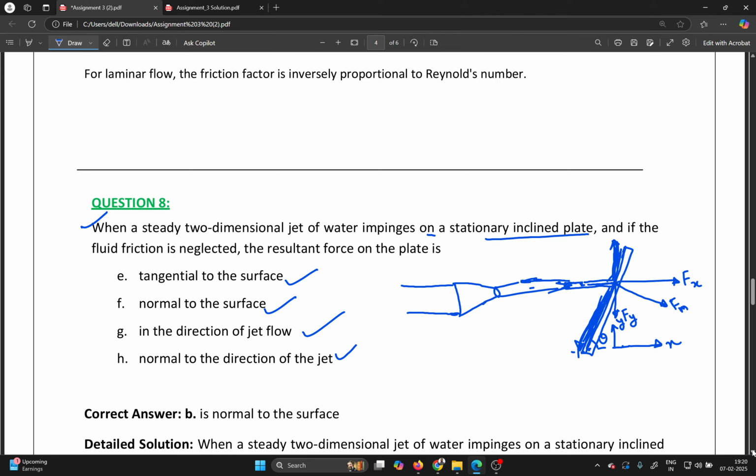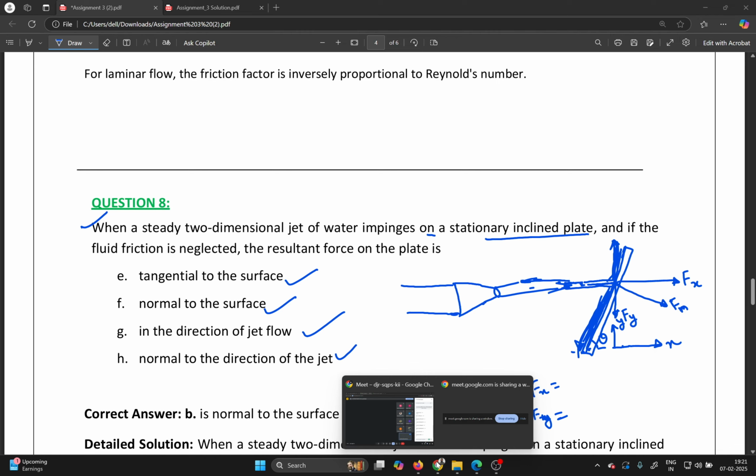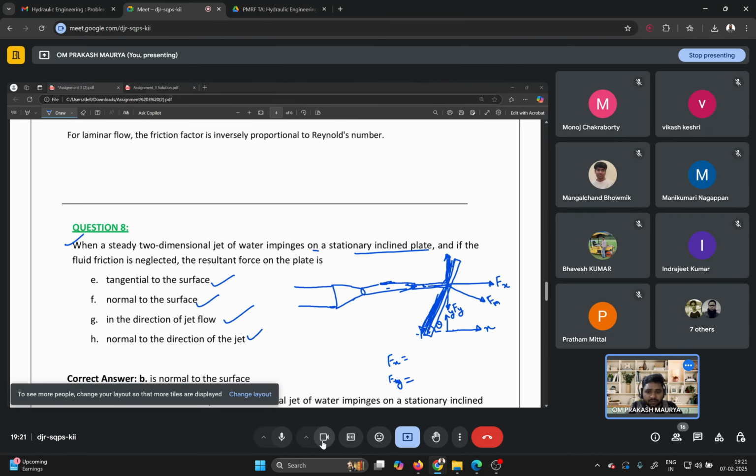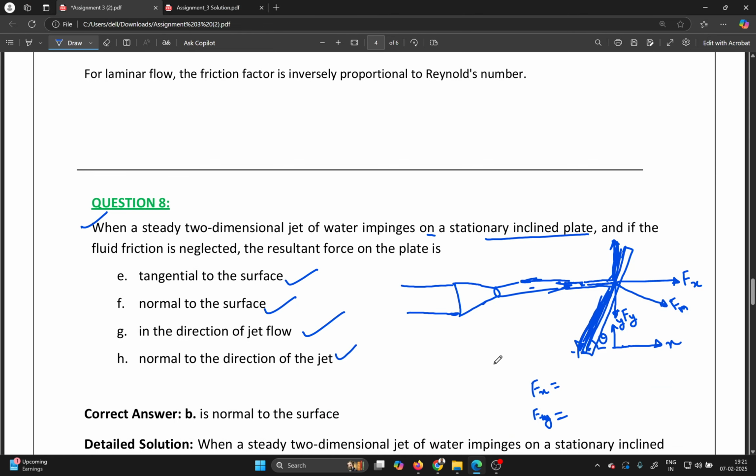So how will you calculate the x component and y component, Fx and Fy, if this is theta? This is also very important. Sometimes, oh, I think some network problem. So how will you calculate? Let us discuss.